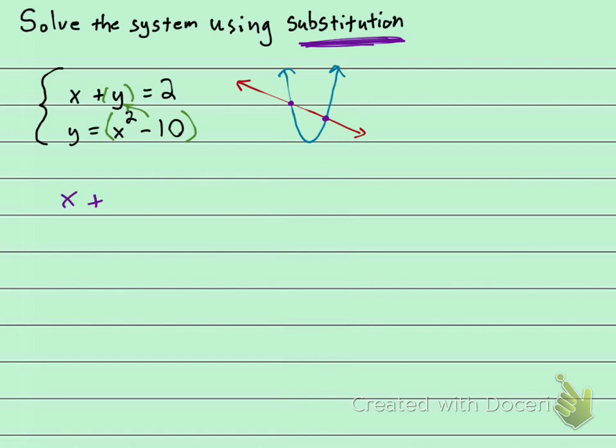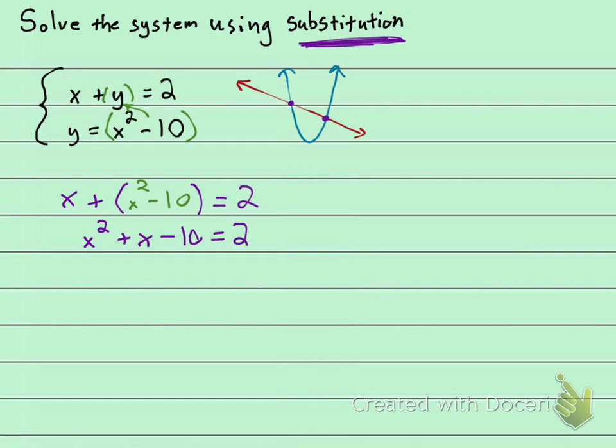x plus y equals 2. But instead of y, I'm going to use what I know y is from the other equation, x squared minus 10. All right, now I have an equation. It is not linear. It is quadratic because of that squared. So let's straighten this out. This will be x squared plus x minus 10 equals 2.